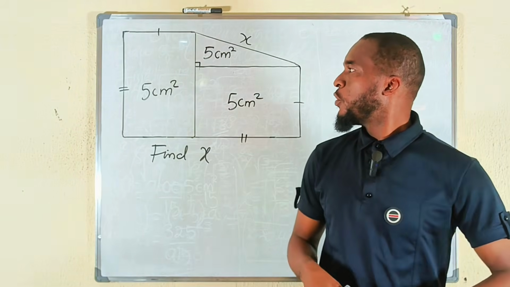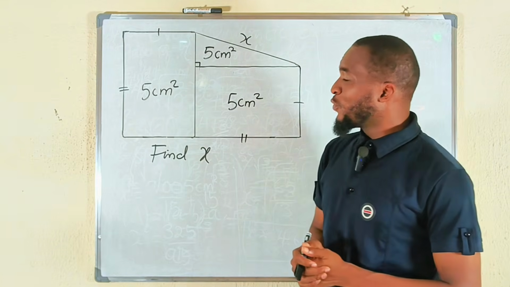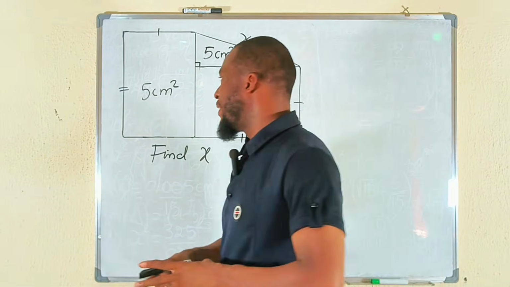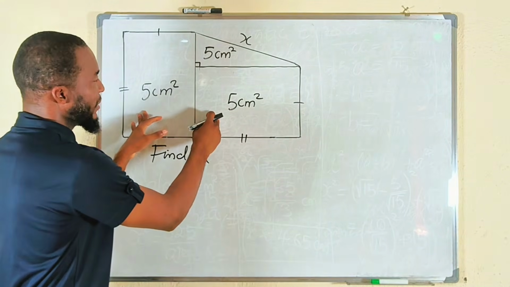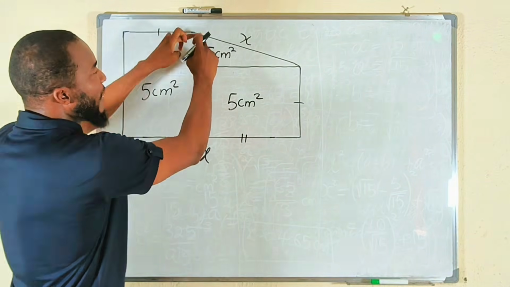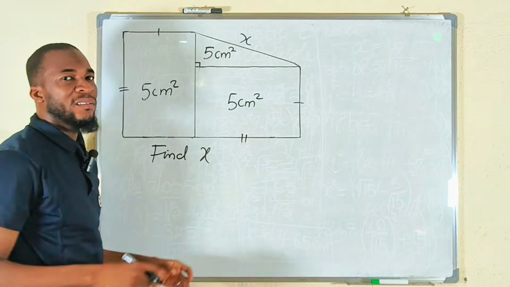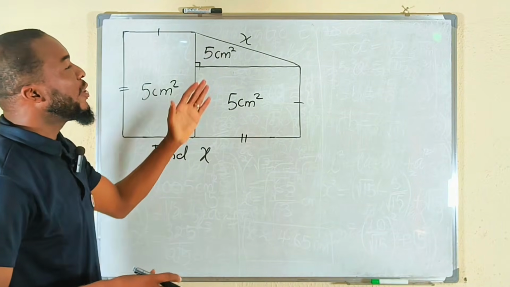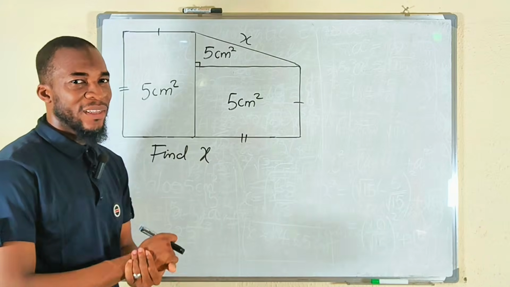Let us provide a solution to this interesting geometry question. Though I saw the solution online, I believe I can solve it differently. So we have two identical rectangles here, you can see them, and another right triangle over there. All of these three figures have the same area of 5 centimeters each, and we are looking for the hypotenuse of that right triangle. So how can we get started?